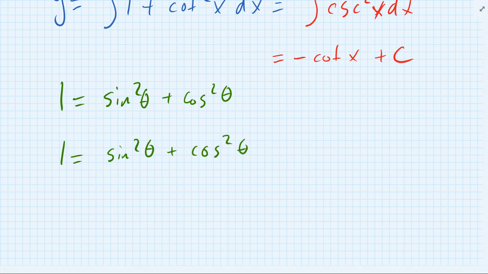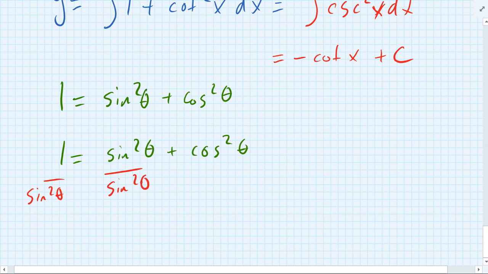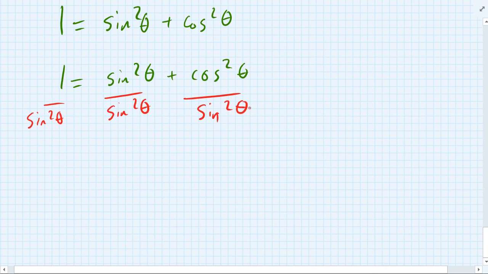So if I divide everything by sine squared x, what is 1 over sine? What is 1 over sine? Yeah, say it. Cosecant squared theta equals 1 plus, and what's cosine over sine? Cotangent squared. Oh, is that the one we just used?